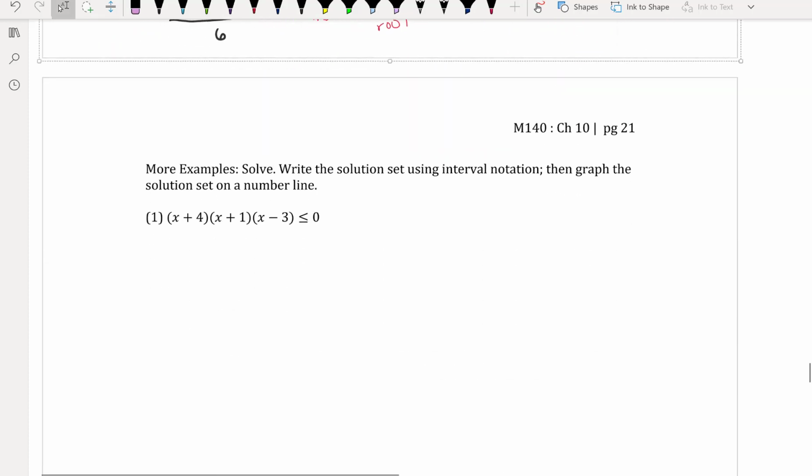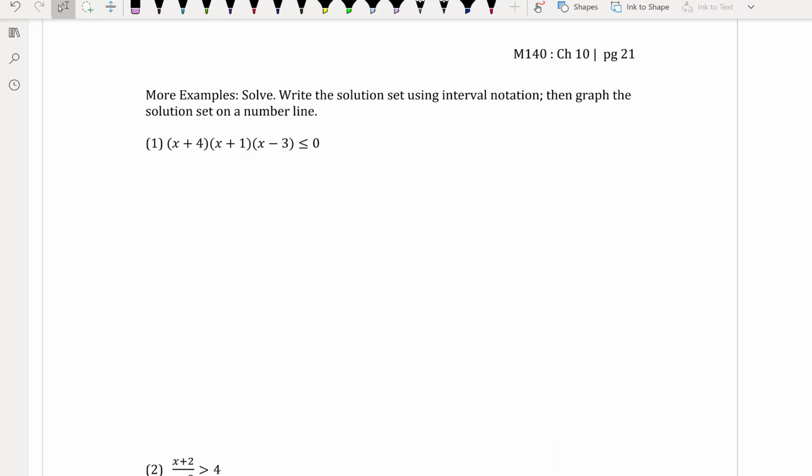All right, so now I'm going to have more examples. These are slightly different. So again, I want to solve, and I want to write the solution set using interval notation, then graph the solution set on the number line. And I kind of do it out of order. I solve for it, I graph it, and then I use the interval notation. I usually find that graphing it first makes the interval notation a lot easier.